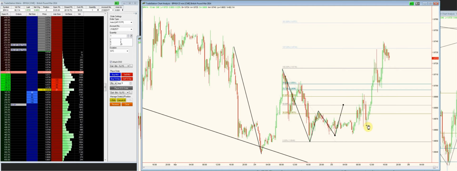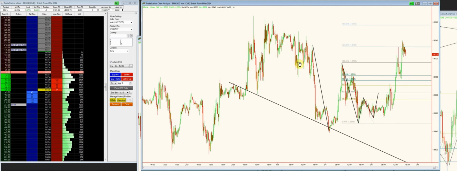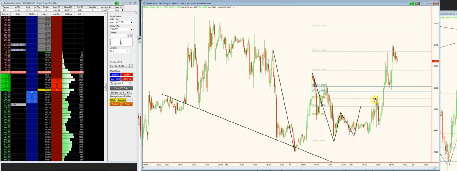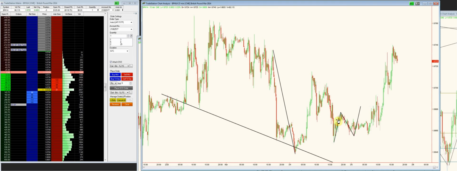It came down for a while but then drove up. This was a scratch trade. I ended up breaking even, and then we had a further drive up where I took it again at the larger 618. So if we get rid of these lines, and now I'm looking to where the market might go next.